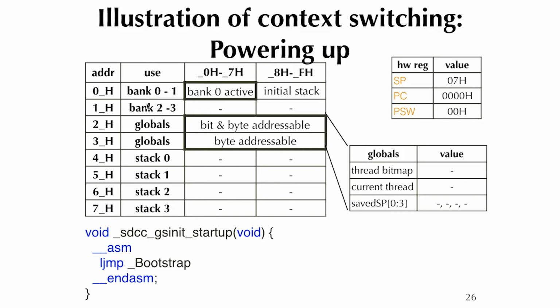So here we have the memory laid out this way: 0 to F, 10 to 1F, 20 to 2F, 30 to 3F. So the whole table represents the entire 128 bytes of memory. In register banks, bank 0 is 0 to 7, and then the initial stack was 8 to F, or from 8 on, really it could go on forever. And globals, we're using 20 to 3F, right? These 32 bytes here.